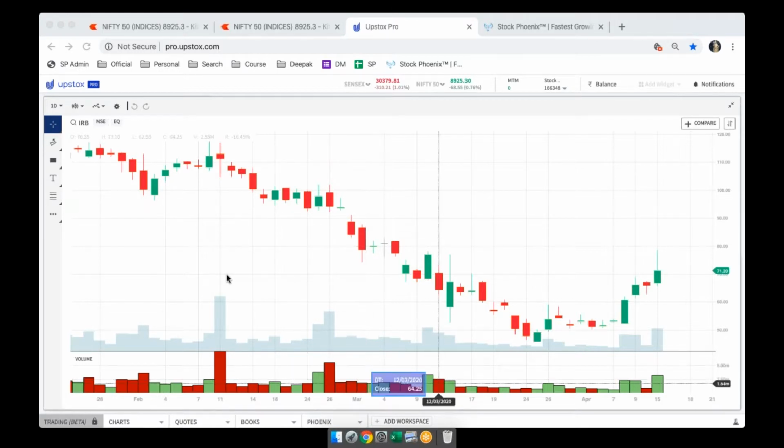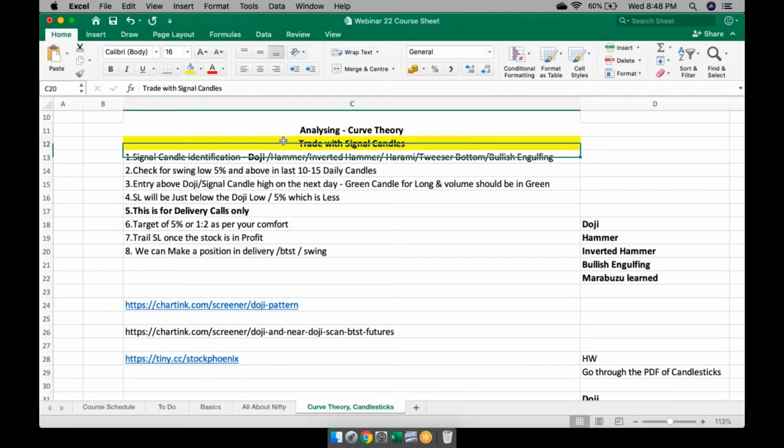Okay, coming back, let me recap one more time. Analyze the curve theory. If the curve theory is wrong, no further investigation, no further research, we close the trading. Next, trading with signal candles. What are signal candles? The candles called doji, hammer, inverted hammer, which are reversal pattern candles. Identify the signal candle. It should not be in a sideways market. Next, check for a swing low of 5% and above in the last 10 to 15 daily candles.